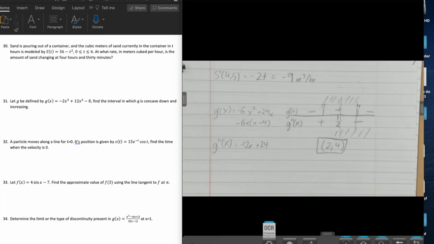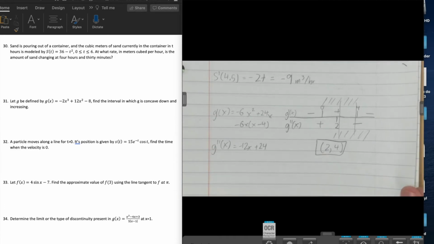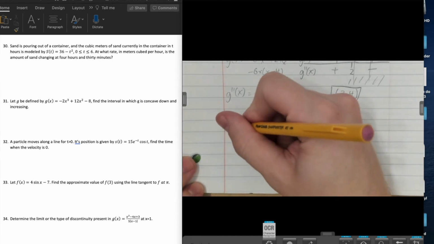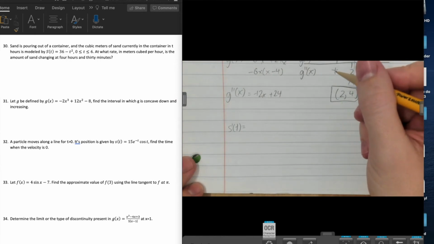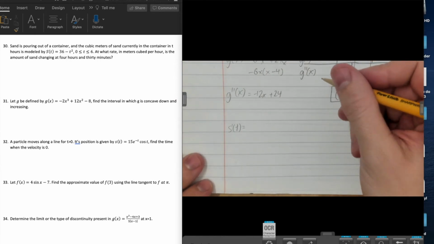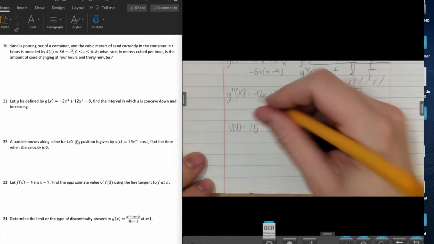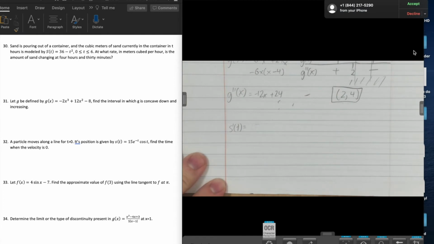All right, up next, we have a particle question, and we want the time where the velocity is 0, and we were given its position function. So if we want to know where the velocity is 0, we just need to derive position. So we need s prime of t, which is going to be a product rule. So I'm going to think of my first function as 15e to the negative t.